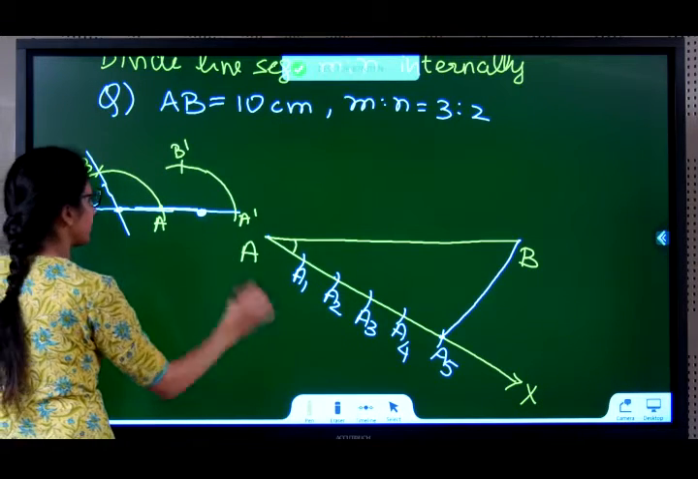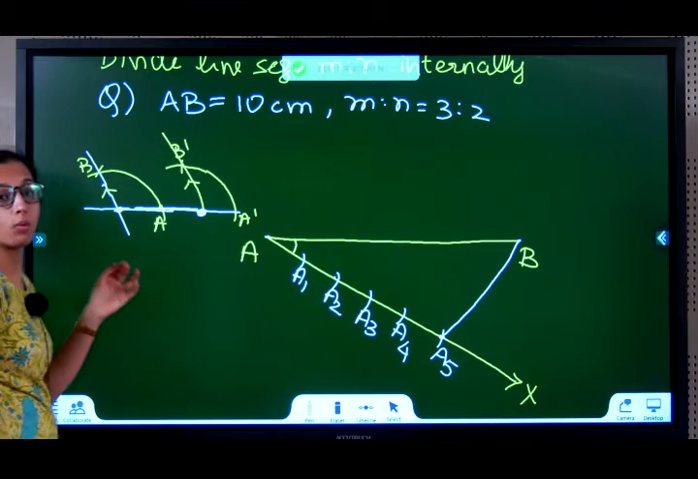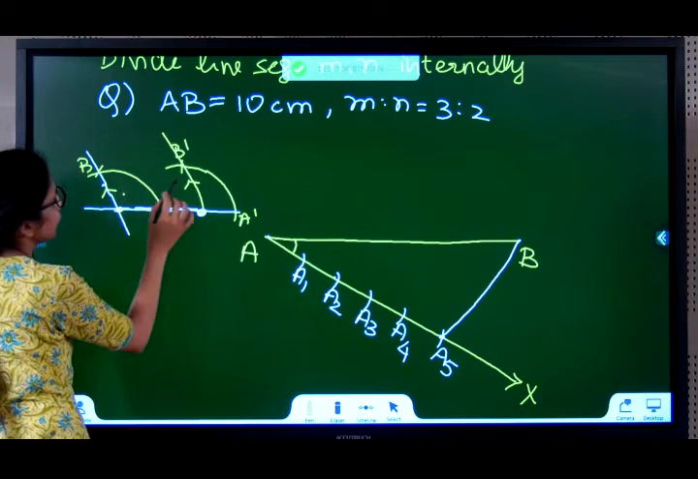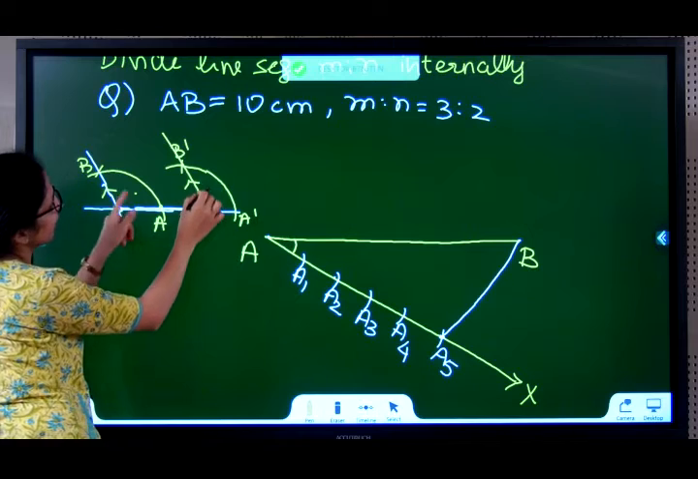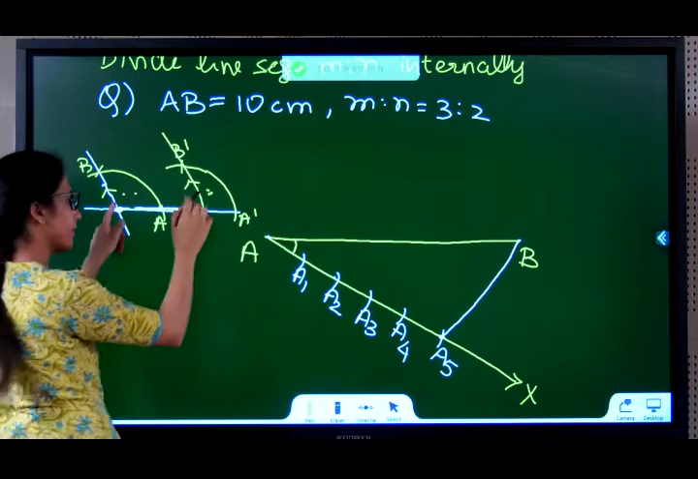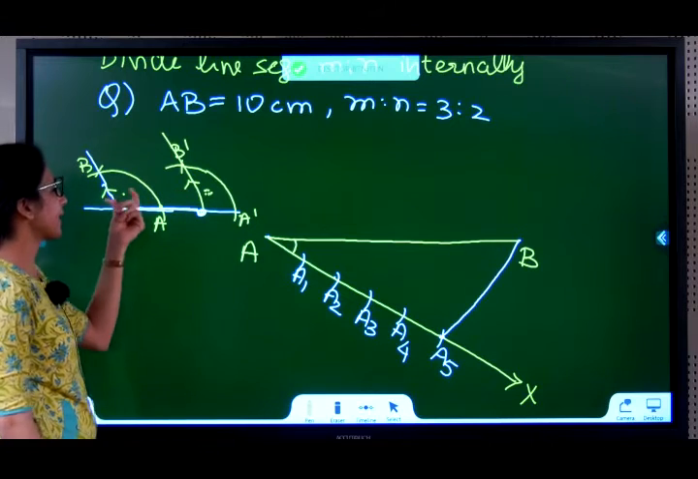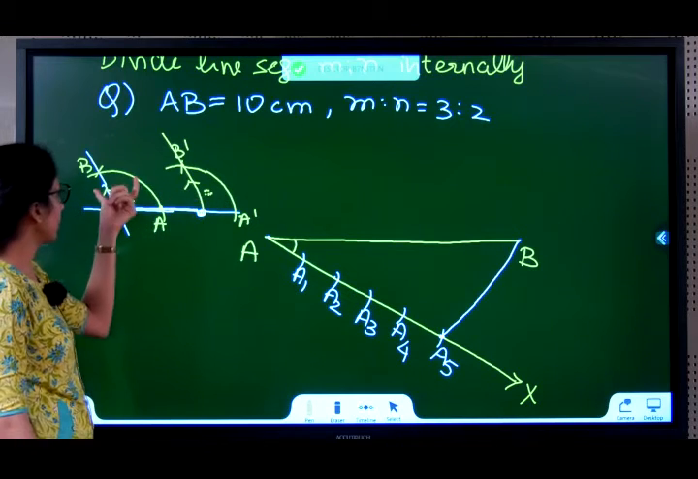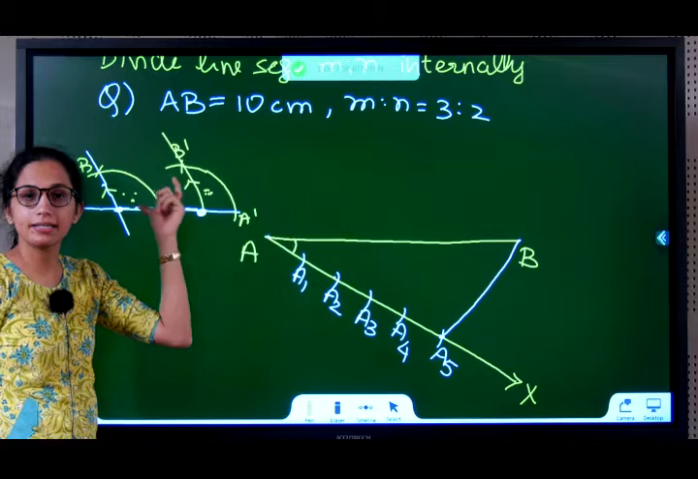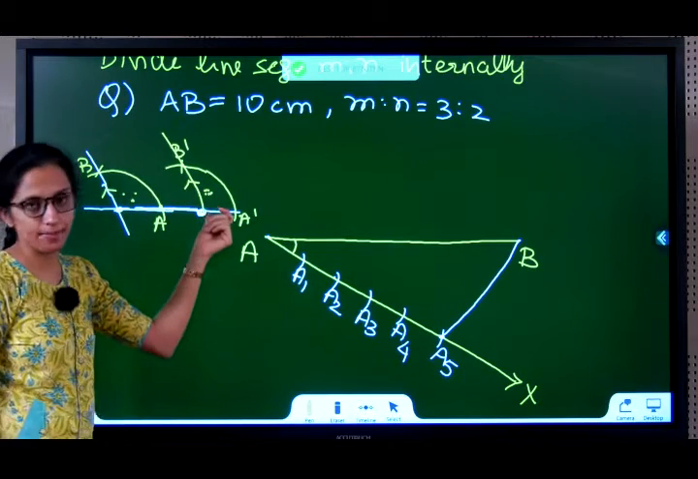If I join these two, you will see that this line is parallel to this line. Why? Because you made these two angles equal. Corresponding angles are equal, lines are parallel. So by making a replica of the same angle, we learn how to construct parallel lines. Yes. We also know how to construct the replica of the same angle.